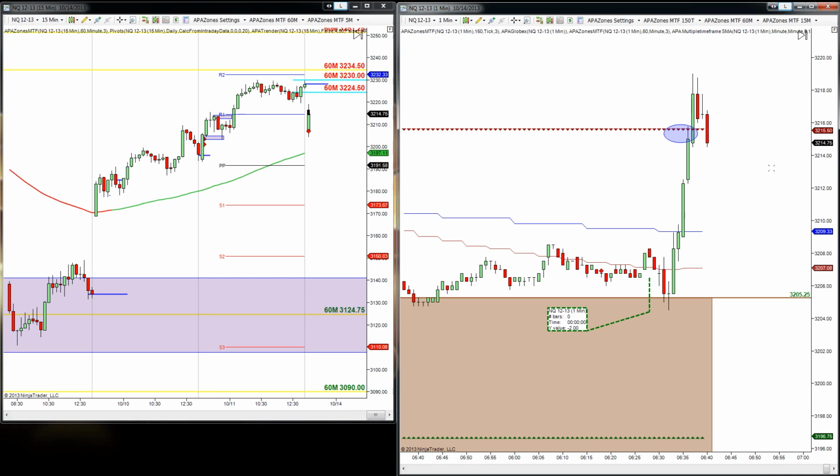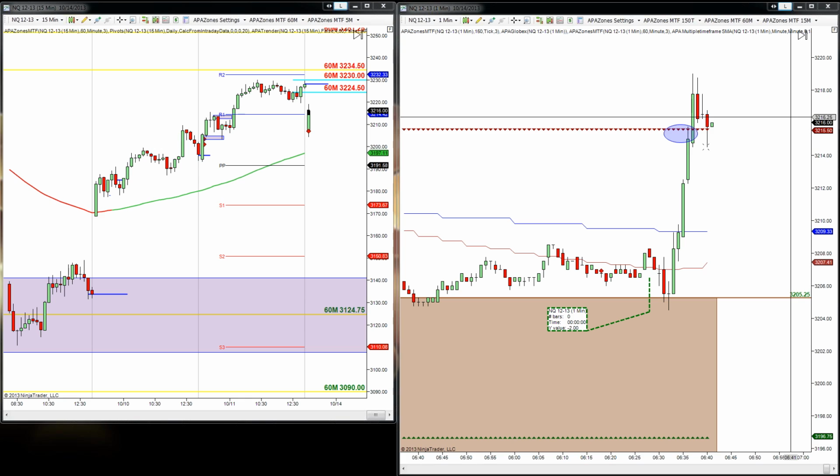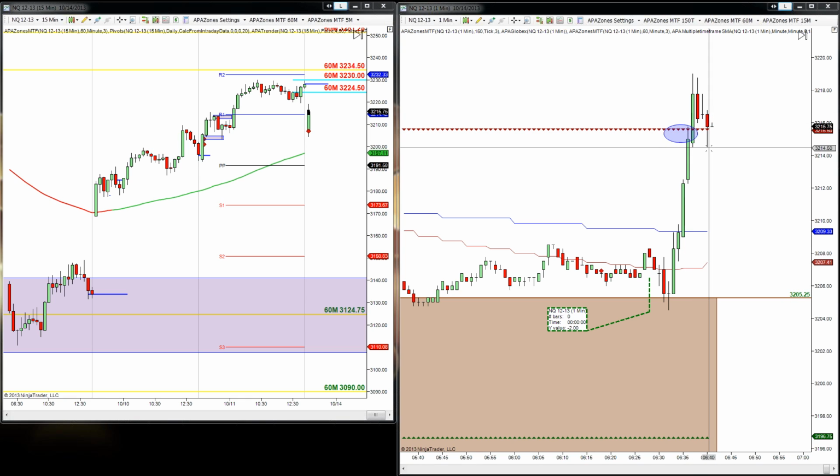And I'm also thinking that this little retracement here could last for quite some time, as we're approaching the first 15 minutes. So this could take a little bit of time for us to get through this retest down here.